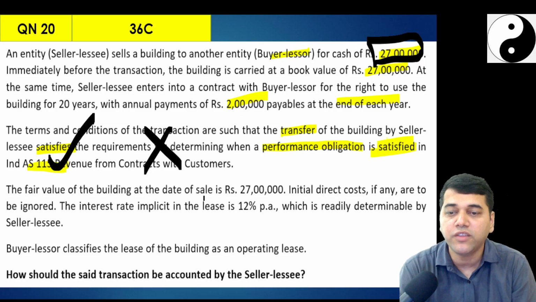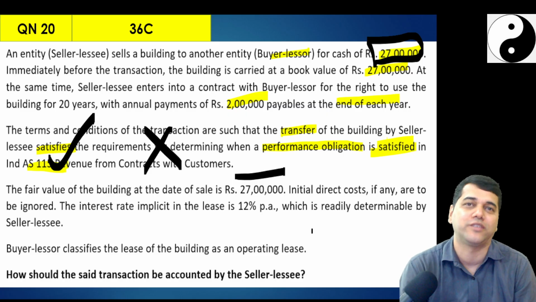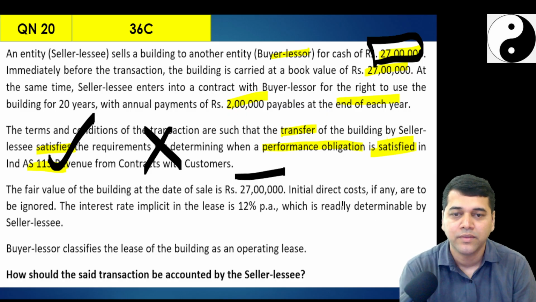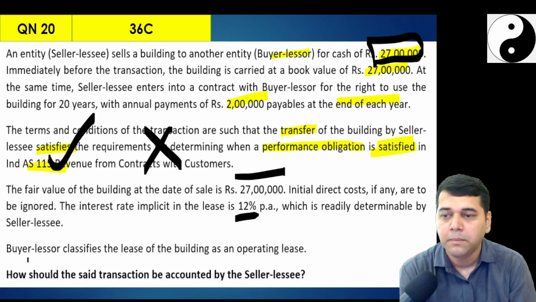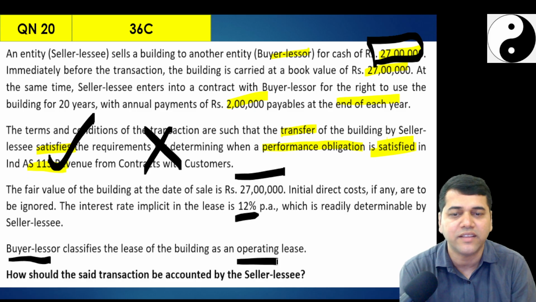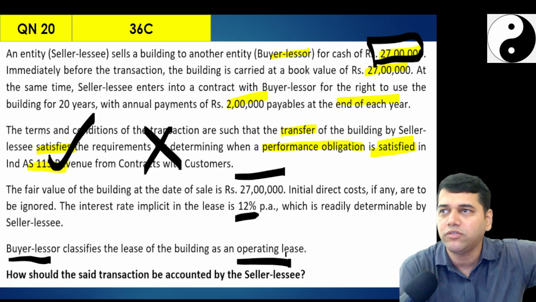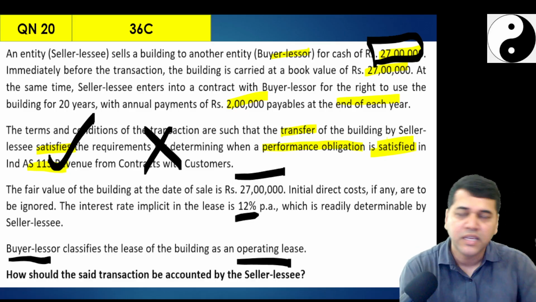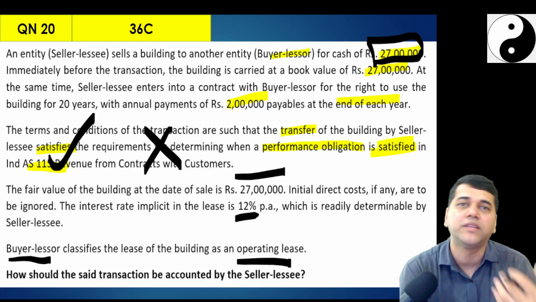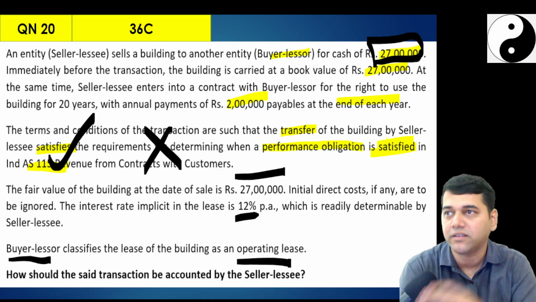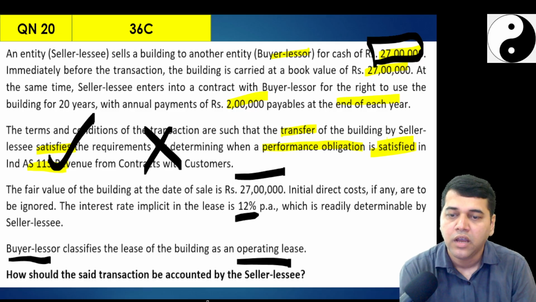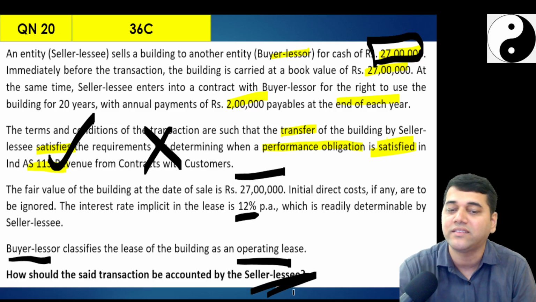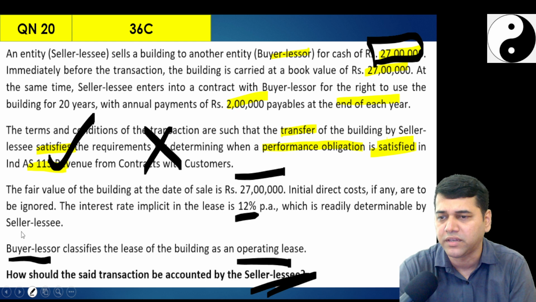Now the fair value of the building is also 27. Very good, at market terms. Initial direct cost is not there. 12% is the implicit rate. Buyer lessor classifies it as an operating lease. Their accounting will treat it as an operating lease. That means they don't pass any accounting entry for financing. Net investment in lease and all are not going to come. How should it be accounted in the books of the seller? Let's see. Lessee accounting is very simple here.